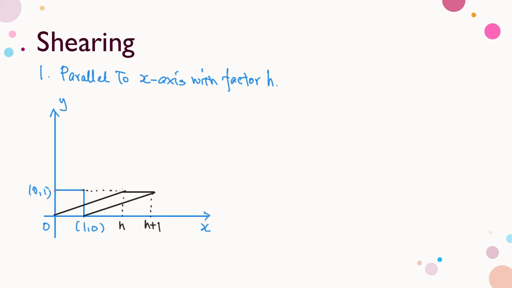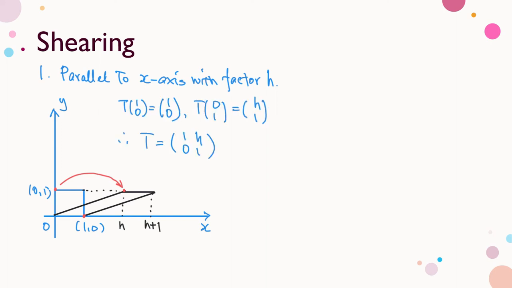There are two directions for shearing. 1. Shearing parallel to the x-axis with factor h. Referring to the diagram, (1, 0) is mapped to (1, 0), and (0, 1) is mapped to (h, 1) under this shearing. Therefore, T is an upper triangular matrix and the x-axis is the invariant line. That means the points on the x-axis are unchanged under this transformation.